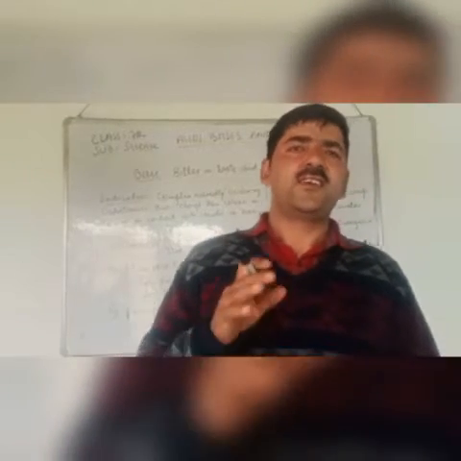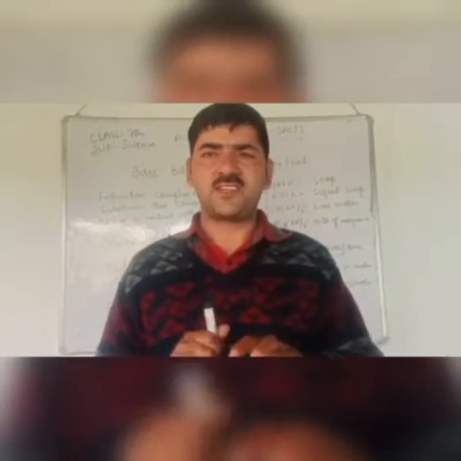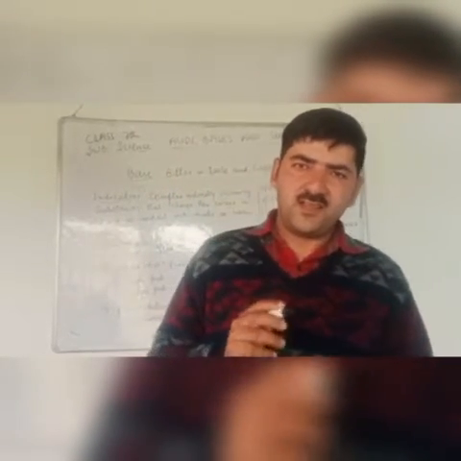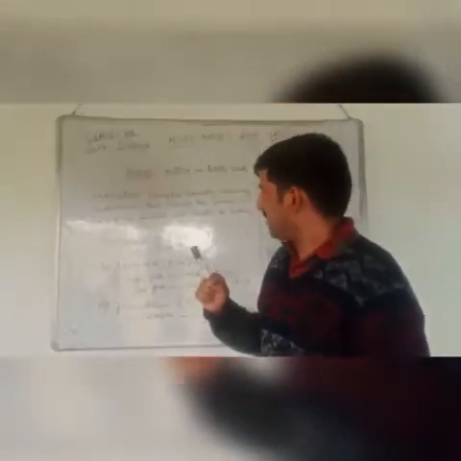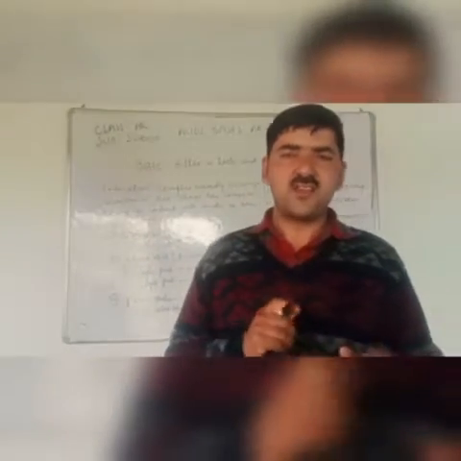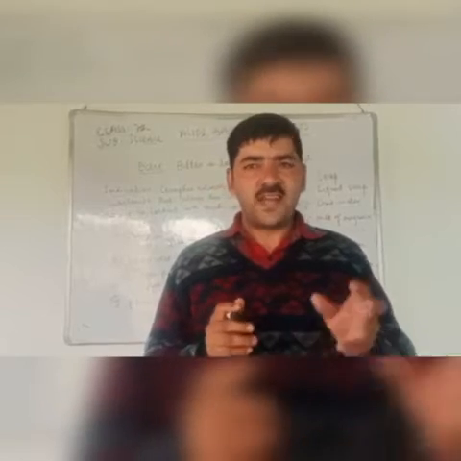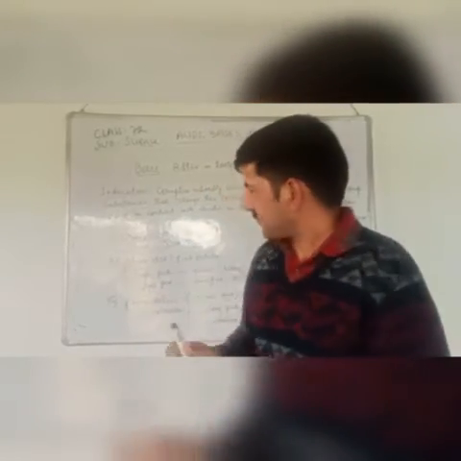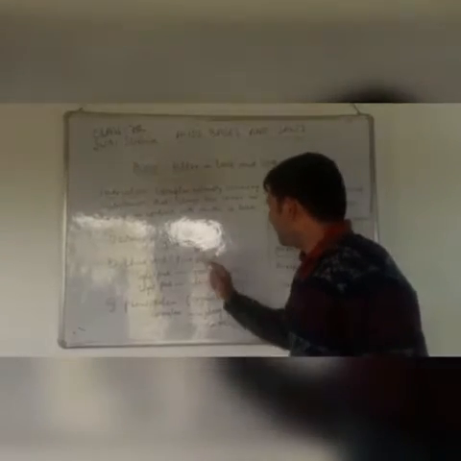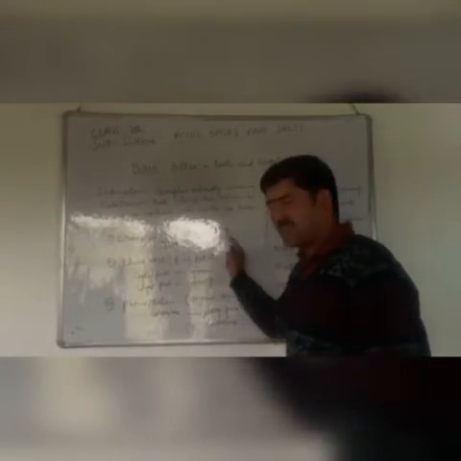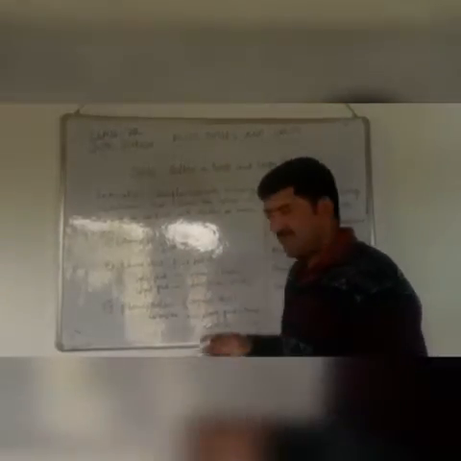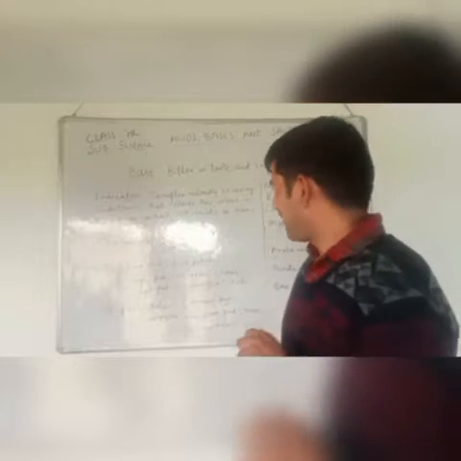So for testing a particular substance, whether it is acid or base, we have indicators. Likewise, we yesterday discussed the litmus test. Indicators are those substances which, when reacted with acid or base, change their color. Litmus, when it comes in contact with acid, the blue litmus turns red. Similarly, when red litmus turns blue, the particular substance is base.